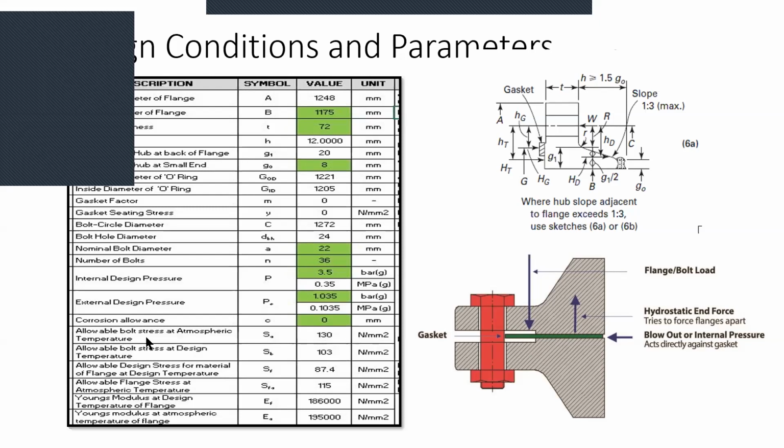Also, in this image, I have shown the allowable stresses. For bolt stress, the allowable stress is 103 megapascal at design condition, and at atmospheric condition it's 130 megapascals. And the Young's modulus used here is 186 gigapascal for the flange, 195 gigapascal at atmospheric, and 186 at design conditions. One thing more, the width of the gasket I have used here is around 16 mm.